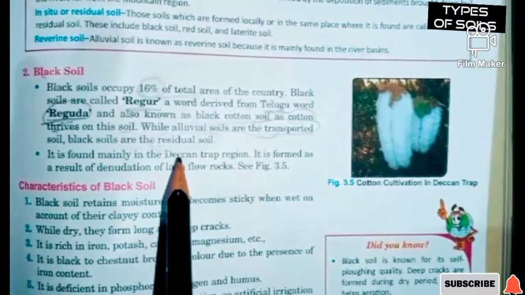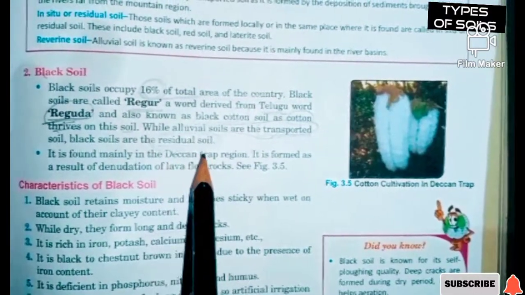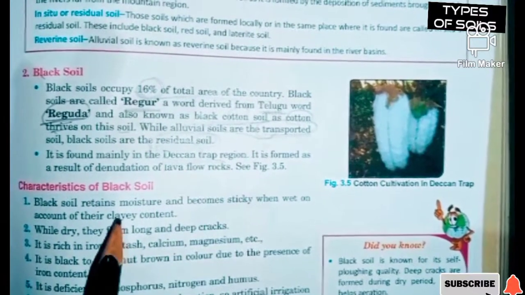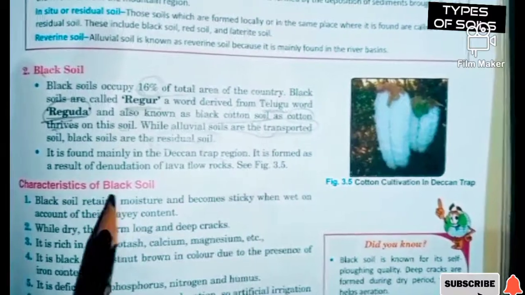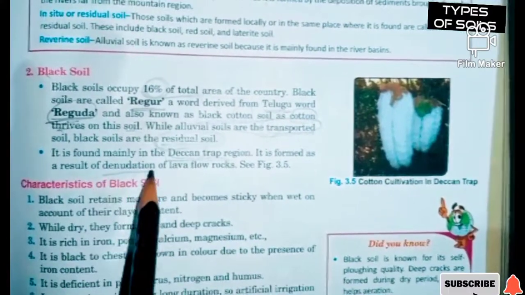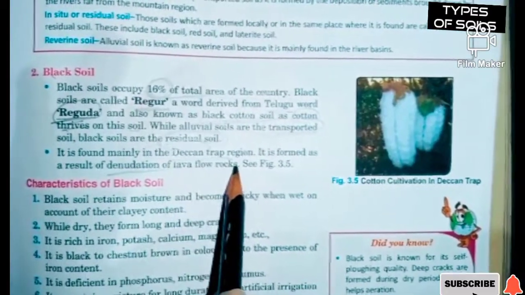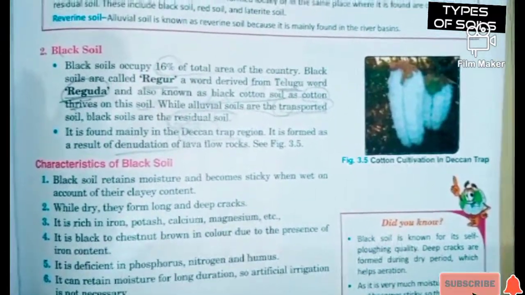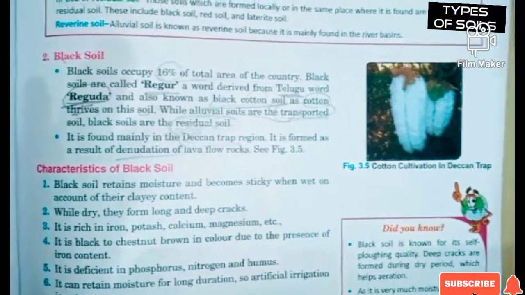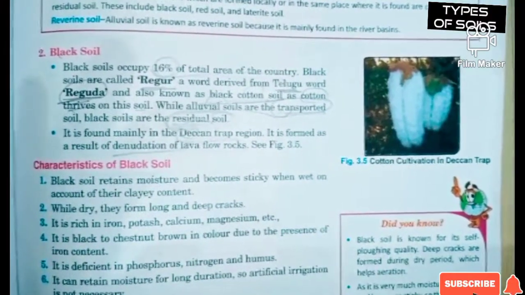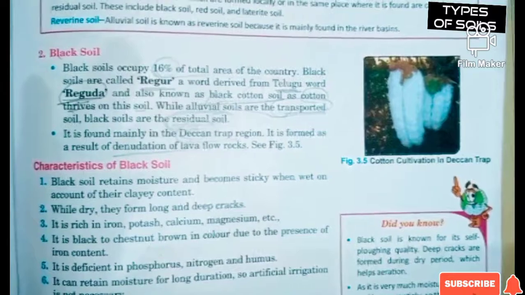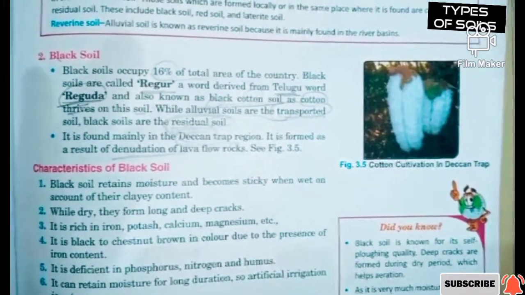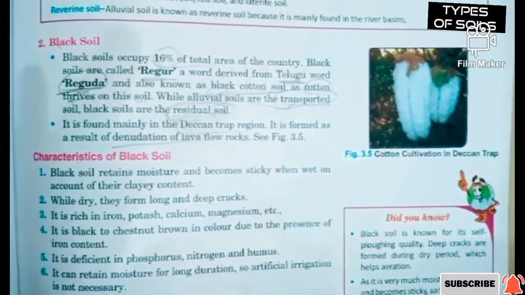Black soil is mainly found in the Deccan Trap or the Deccan Plateau, and mostly it is formed by the denudation of lava flow rocks. The Deccan Plateau has been formed by the eruption of lava, and when the lava solidified later on, it converted into black soil, and that's why it is called residual soil.